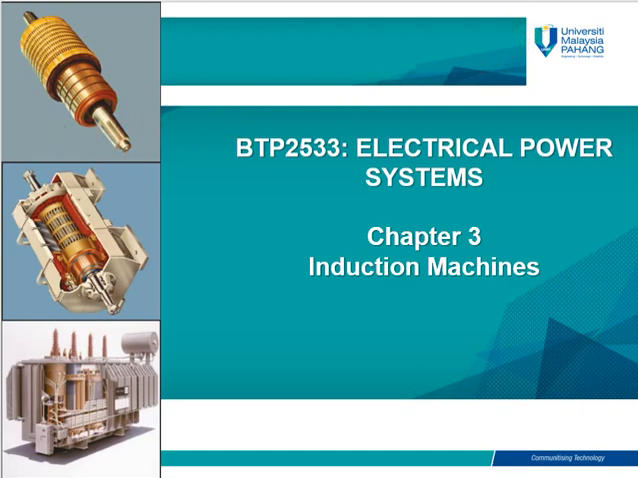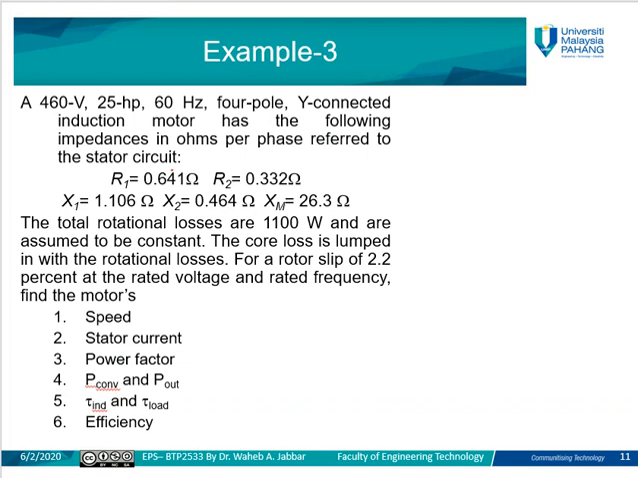Okay, in this video, we're going to continue with the example of chapter 3. So we move to example number 3 here. And example number 3 focuses more on the equivalent circuit of the induction motor. In this example, we have the parameters of the induction motor, which is 460 volt for three-phase input voltage, with 25 horsepower, 60 hertz, 4 poles, and Y connected also.